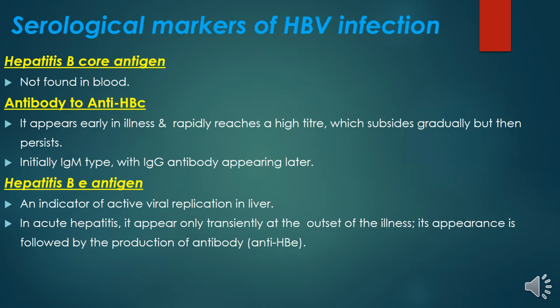Hepatitis B e antigen is an indicator of active viral replication in the liver. In acute hepatitis, it appears only transiently at the outset of the illness. Its appearance is followed by the production of antibody.